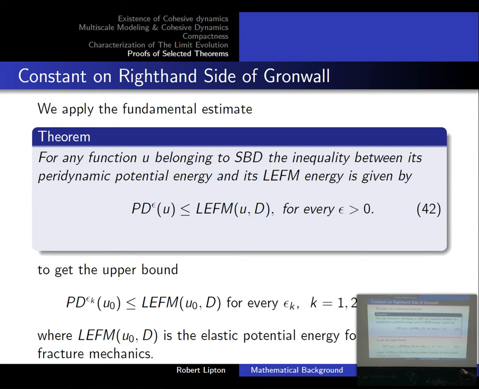And so then the next thing is we would like to show that if you have any u, which is an SBD, this is a fundamental estimate. The actual peridynamic energy is bounded above by the energy of linear elastic fracture mechanics for every epsilon. In particular, then, you could put in U0. And you see now that when I put in U0, I get an upper bound for every epsilon. And so this is the energy for the LEFM. Okay? So we actually have this.